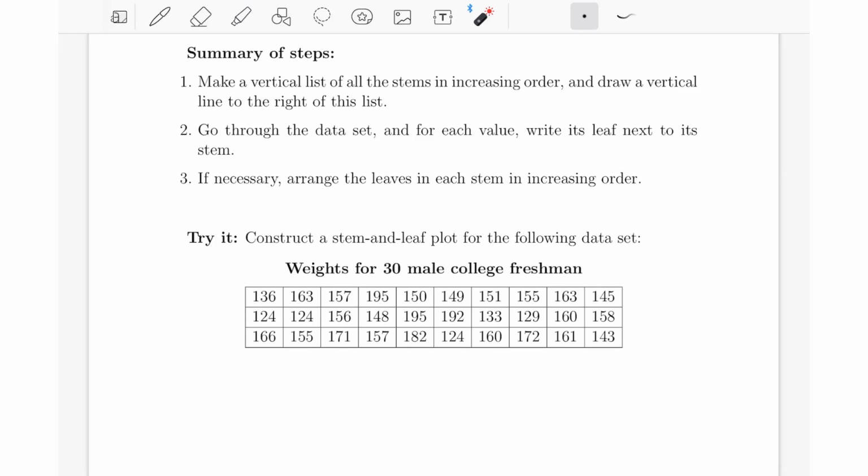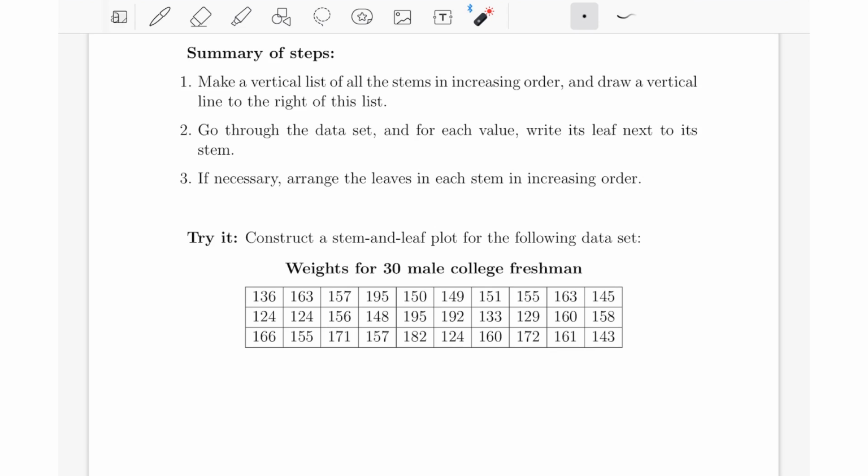So before we look at the next example, let's go ahead and summarize the steps we took to graph that stem and leaf plot. So first, we made a vertical list of all the stems in increasing order, and then we drew a vertical line to the right of that list. Then we went through the data set, and for each value, we wrote its leaf next to its stem. If necessary, we need to arrange the leaves in increasing order. That was already done for us because, again, the data set was given from smallest to largest, which will not always be the case. So sometimes we'll have to go back and rearrange the leaves in increasing order.